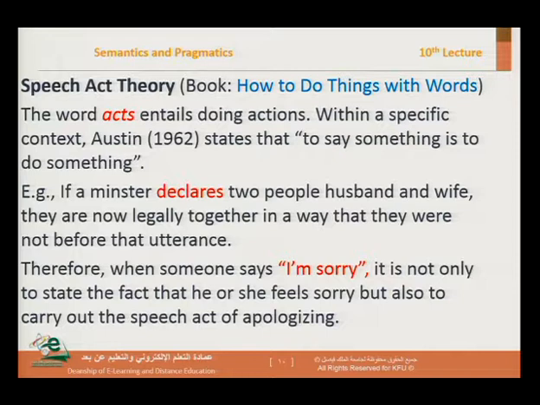So there is an effect that's happening on you when you actually cooperate with the speaker. Okay, so you notice, I now pronounce you husband and wife. I'm sorry. I promise to be there at 6, right? All these are basically speech acts. And they're acts because there is an action, either promising or apologizing or declaring that they are husband and wife. Okay.